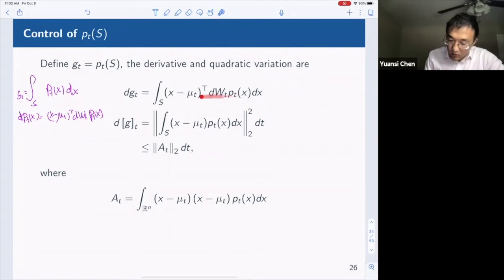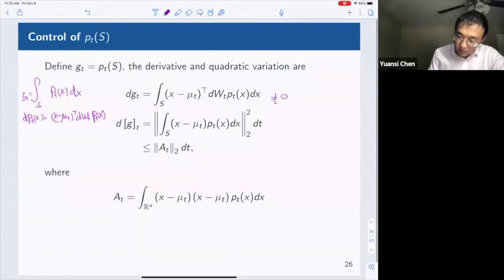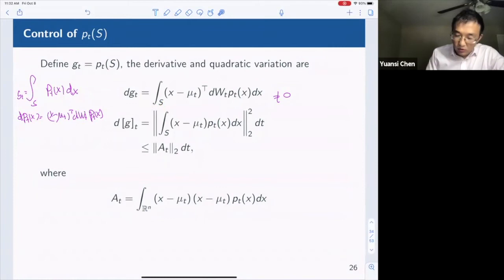And then this is a stochastic process. This thing is not equal to zero. It's not equal to zero because you are integrating over a subset S, which we don't know what really is. And to control the variation of this GT, you will look at this quadratic variation. The quadratic variation, you can see that it's the square of this vector. And when you apply some kind of Cauchy-Schwarz inequality, you can bound this quantity by the spectral norm of the covariance matrix of A. So to control this PTS at time t, everything boils down to controlling the spectral norm of the covariance matrix at time t.